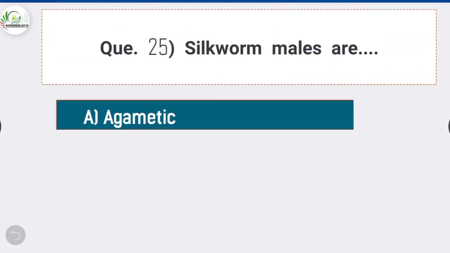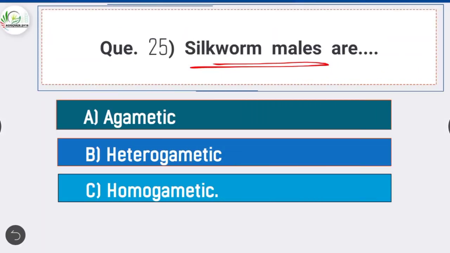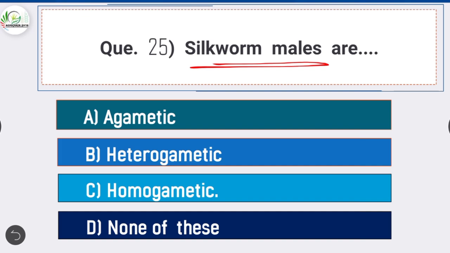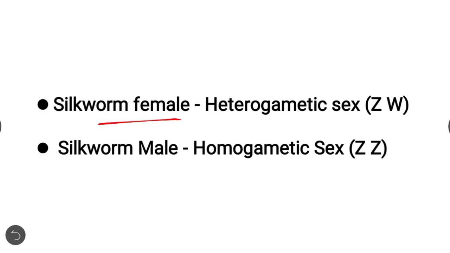Question number 25. Silkworm males are, option C is the correct answer, homogametic. In silkworm, the female is the heterogametic sex and has one Z and one W chromosome, whereas the male is homogametic which has two Z chromosomes.